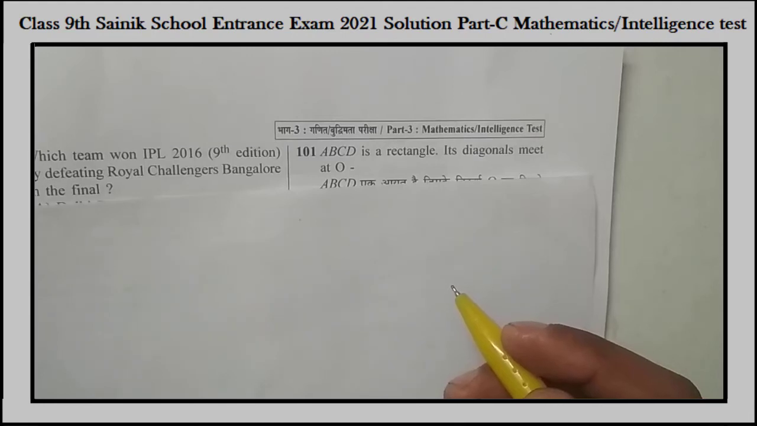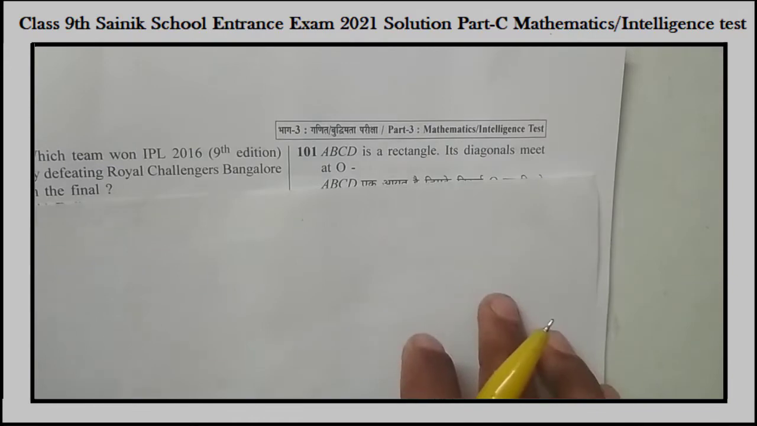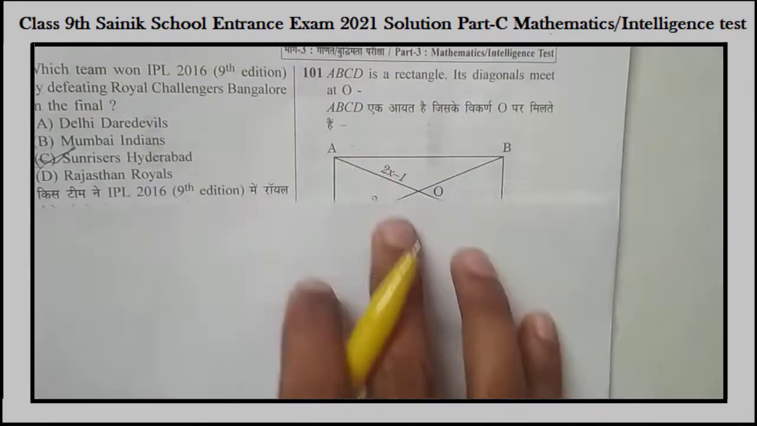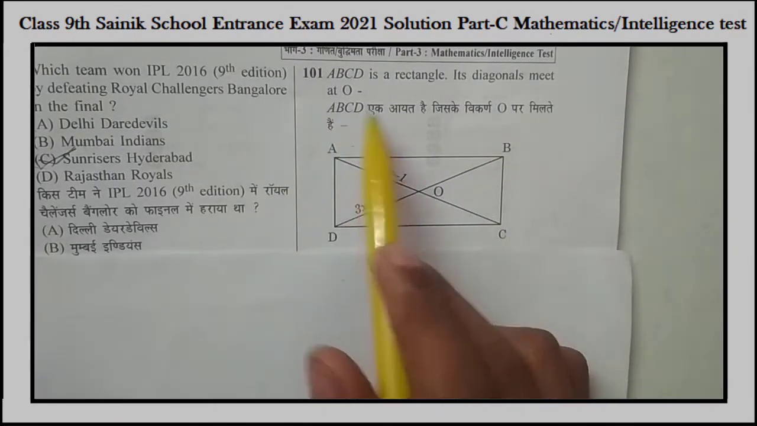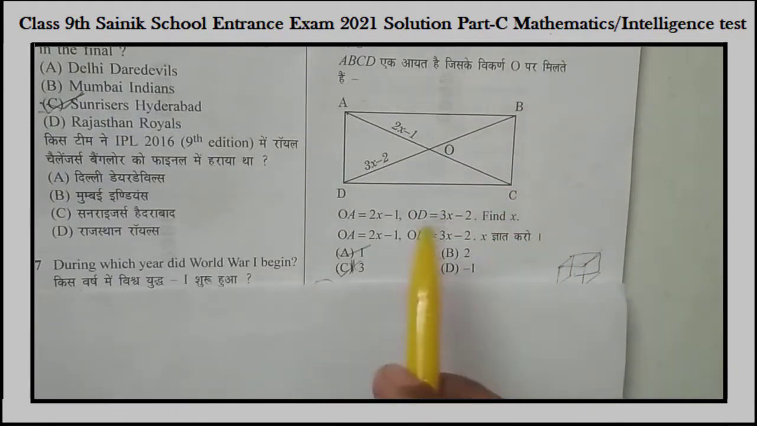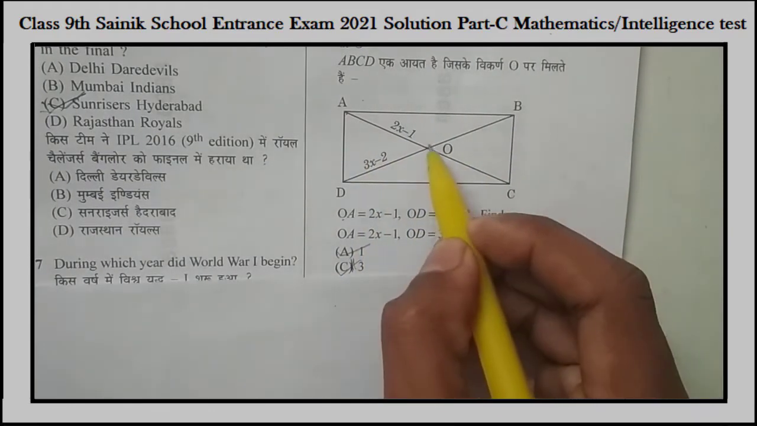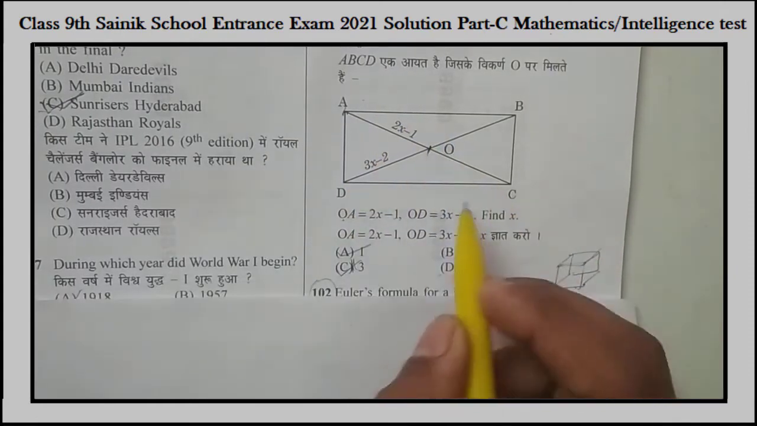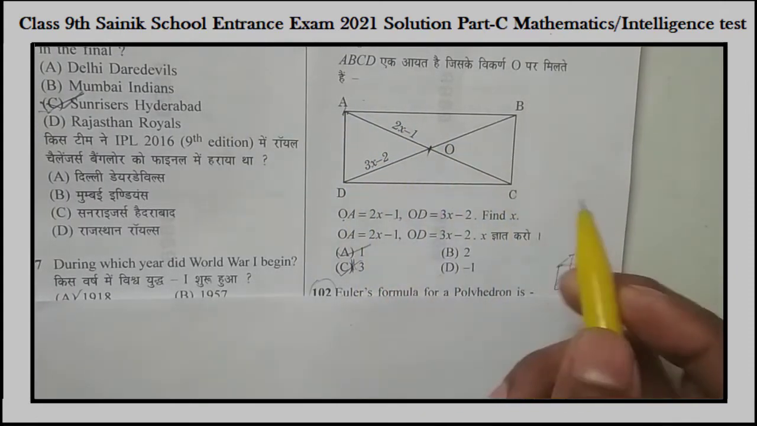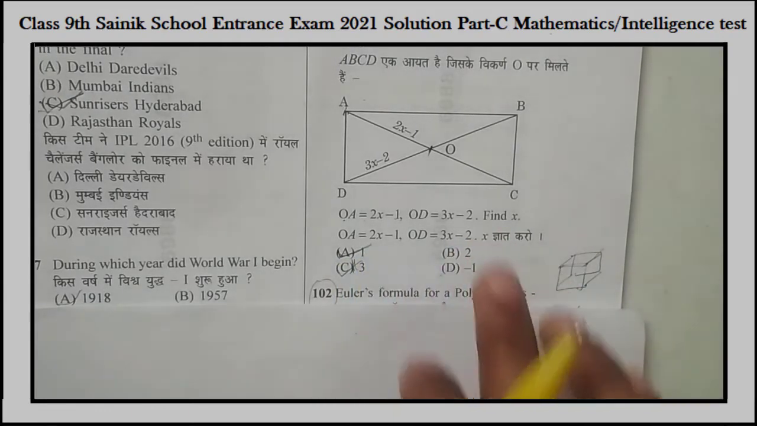So let's continue our part 3, mathematical intelligence test. First question is, ABCD is a rectangle, its diagonals meet at O. This ABCD is a rectangle and its diagonals AC and BD meet at O. Given is that OA is equal to 2x minus 1 and OD is equal to 3x minus 2. Find x. So the answer will be answer A, 1.